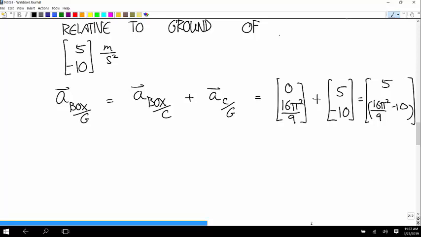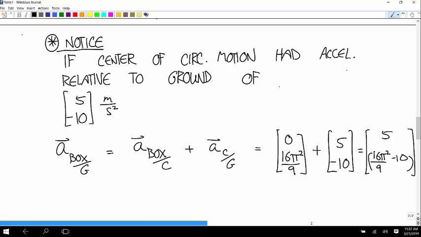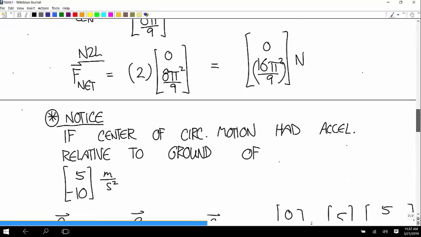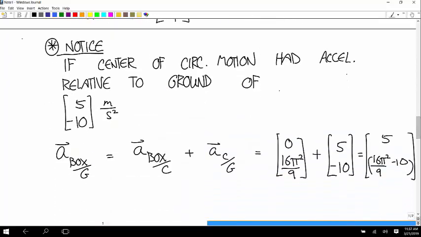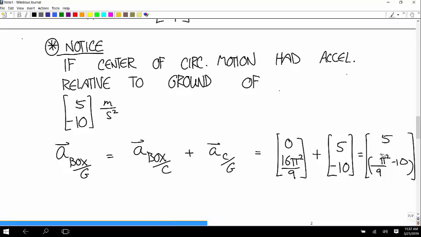Oh no, that was the force, wasn't it? If we're talking about the acceleration, sorry. The acceleration just had the 8. The 16 came from when we multiplied on the mass. So this would still be 8 pi squared over 9. And then to get the net force acting on the box, you'd multiply that acceleration by the mass.